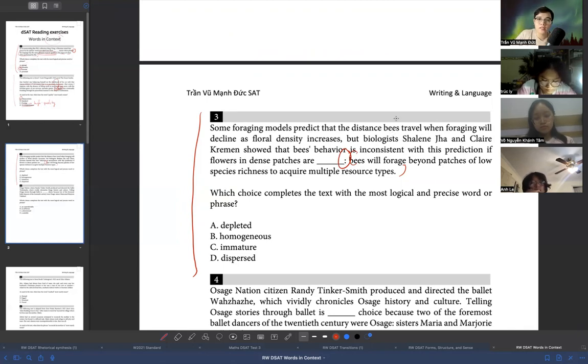Some foraging models predict that the distance bees travel when foraging will decline as forage density increases, but biologists Shane Cha and Claire Kremen showed that bees' behavior is inconsistent with this prediction. If flowers in dense patches are something, bees will forage beyond patches of low species richness to acquire multiple resource types. So this is inconsistent. So they are contradicting the previous prediction. What is the previous prediction? We just look for it again.